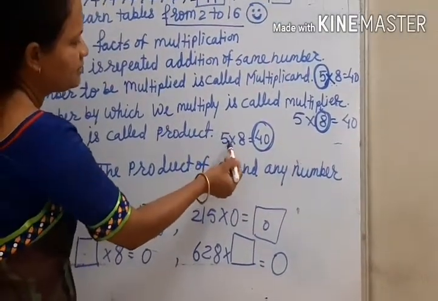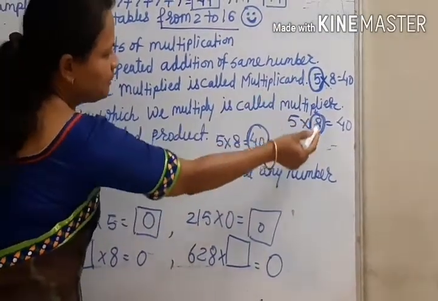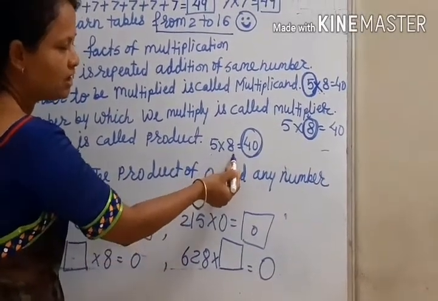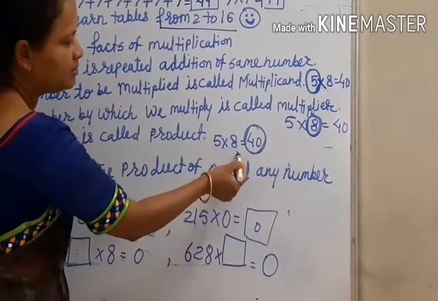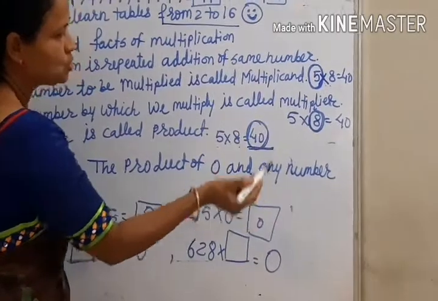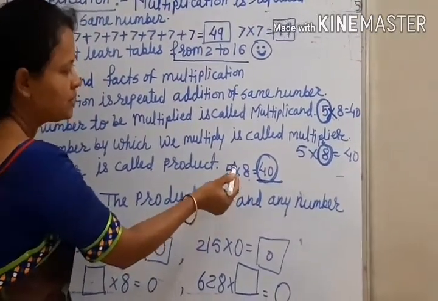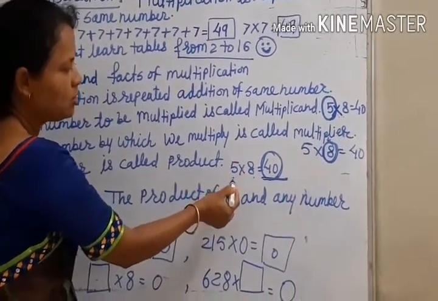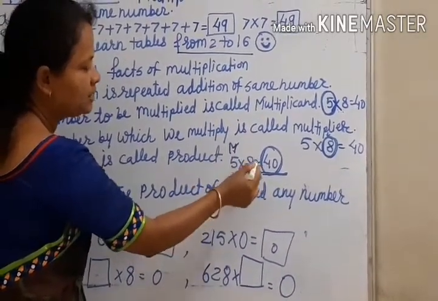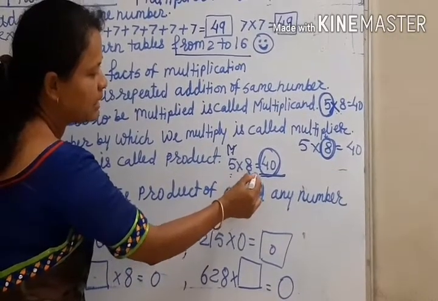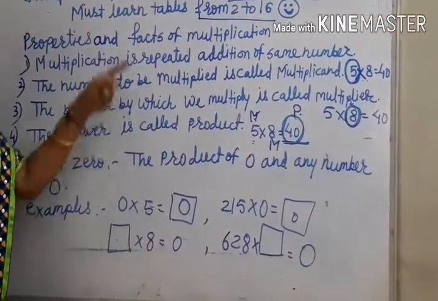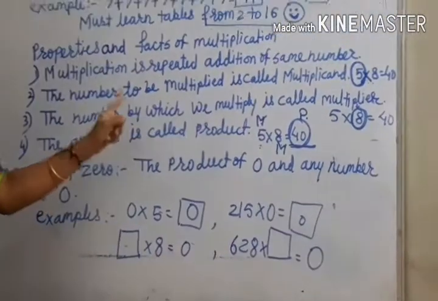So 5 multiplied by 8, the same example we have repeated everywhere. Two numbers are involved in multiplication, and after multiplication whatever number we get is called the product. Once again I am explaining: the number before the sign of multiplication is called the multiplicand, after the multiplication sign is called the multiplier, and the answer is called the product. So I think students, you have understood these facts of multiplication.